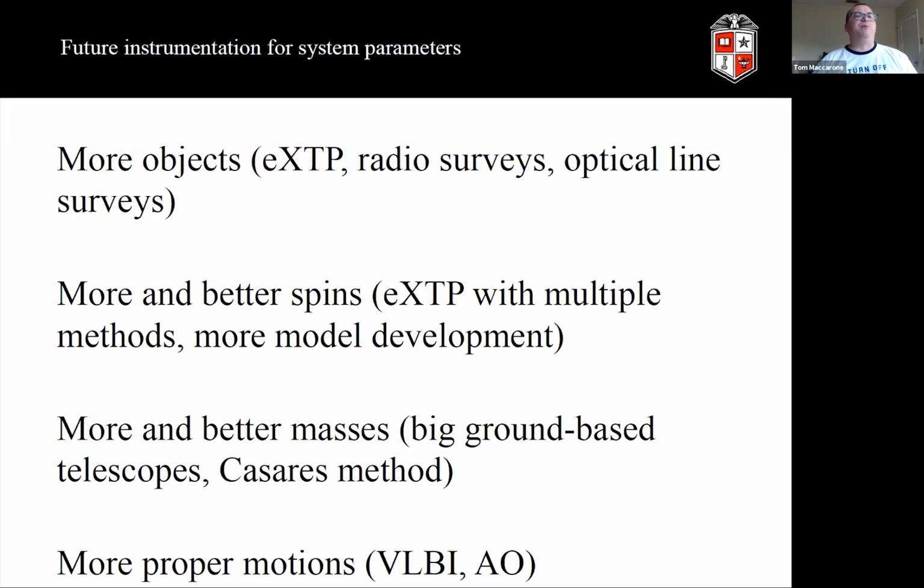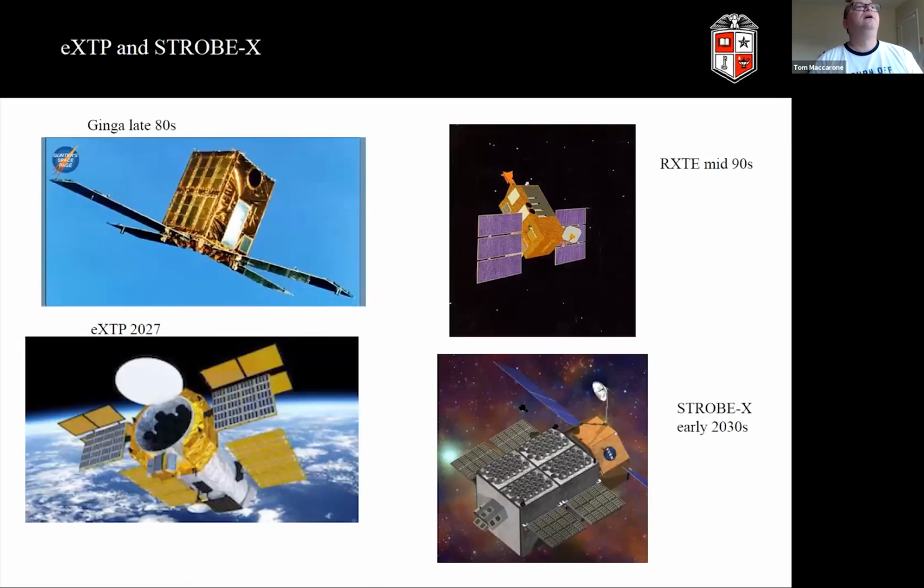All right, and then finally, we need more proper motions, and that's going to rely on very long baseline interferometry and perhaps adaptive optics measurements using ground-based optical and infrared telescopes. All right, so now I want to talk about STROBE-X a little bit. So the fact that EXTP is going forward, I think, is actually a good thing for STROBE-X.